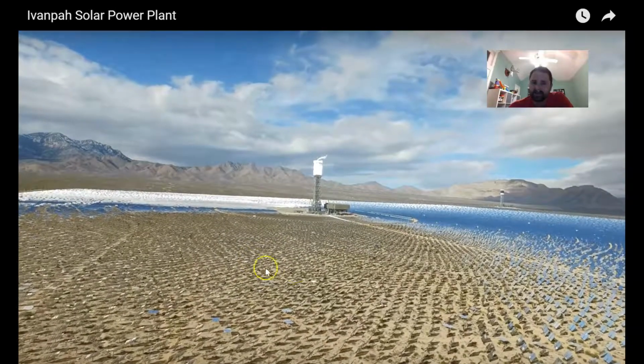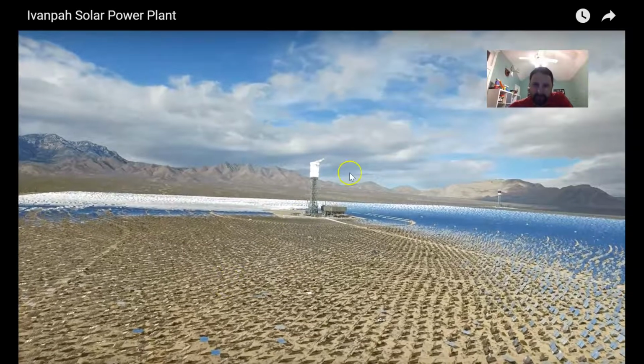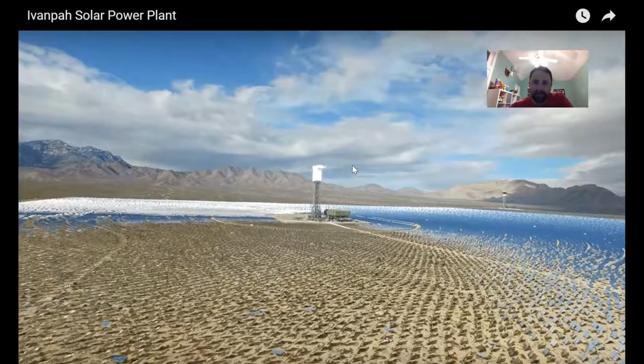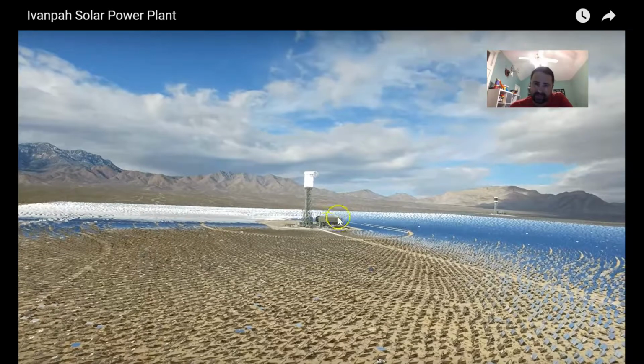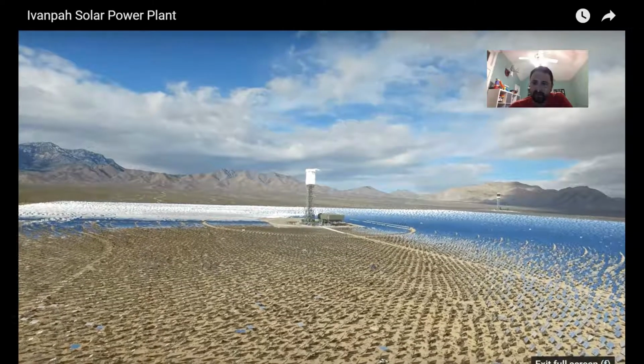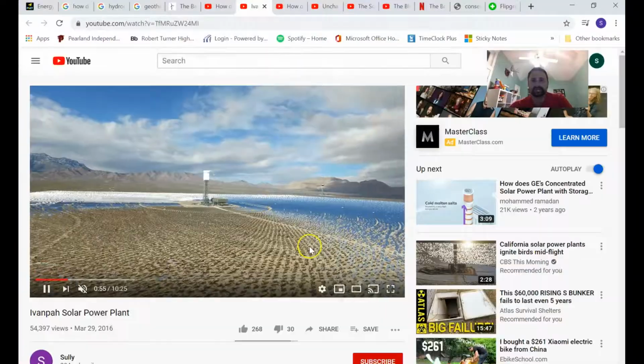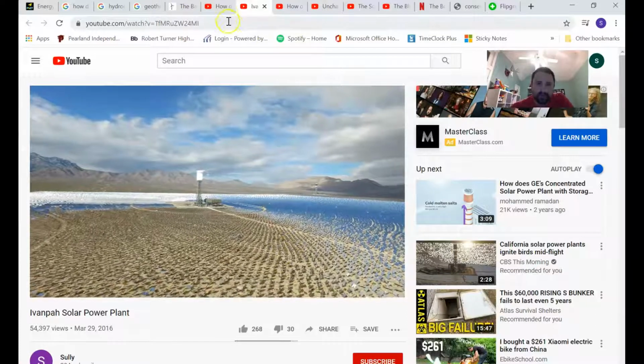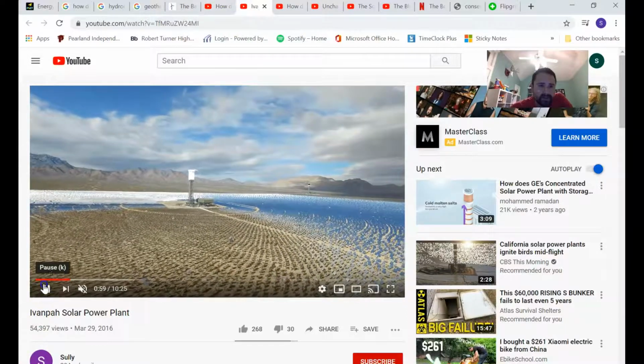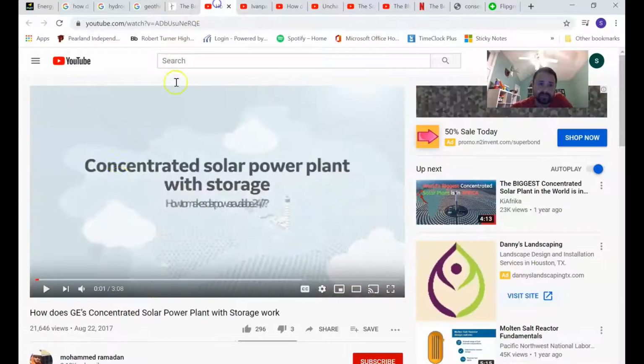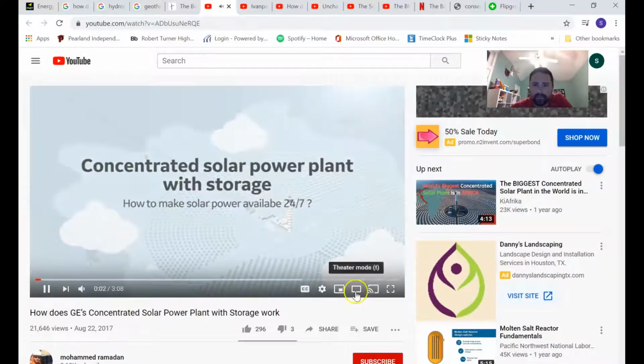One of the negatives, and you'll see apparently some birds have been flying through here, and the birds have been catching on fire mid-air because of how powerful the focused light is there. Okay. So that's some really interesting pieces on that one. Let's look at the explanation of how this thing works. Watch a couple pieces here.